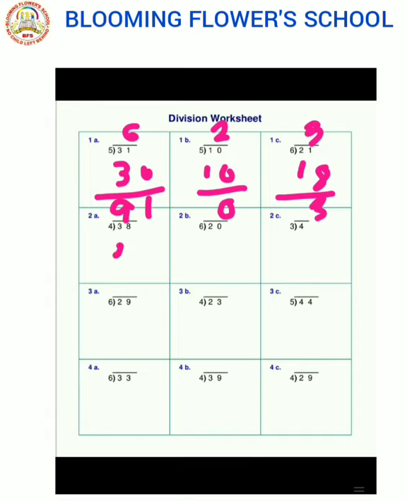Now from 38, if we subtract 36, then the answer is 2. So 2 is the remainder. Okay, children.